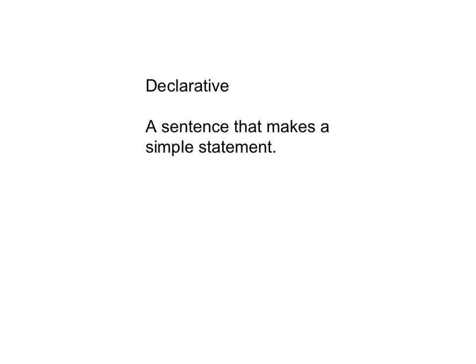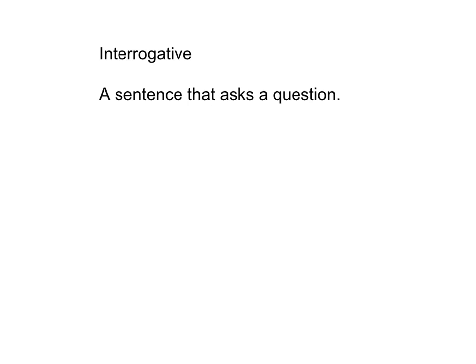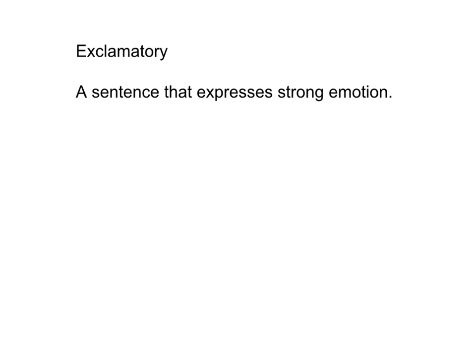Alright, so let's just do a review of what we've learned. Right? Our first type of sentence, and the most common sentence, is a declarative sentence. A sentence that makes a simple statement. Right? The dog is hungry. That would be an example. Our next sentence is an interrogative sentence. A sentence that asks a question. Is the dog hungry? Our third type of sentence is an exclamatory sentence, a sentence that expresses strong emotion. The dog just bit me. That would be a good example of an exclamatory sentence. We'd want to use an exclamation point at the end of that sentence.